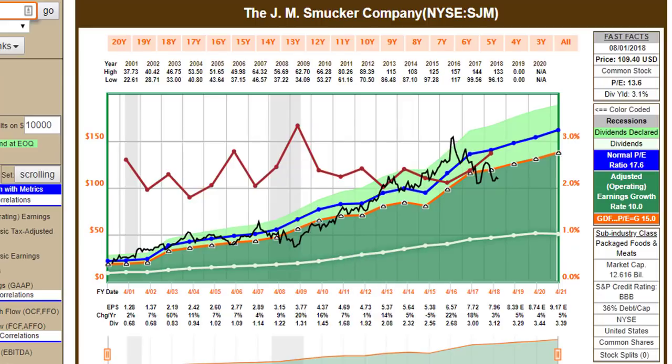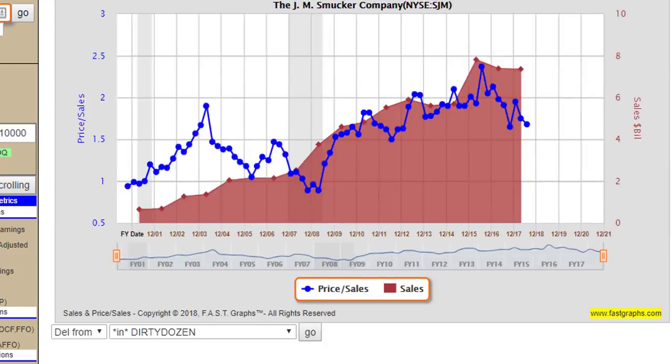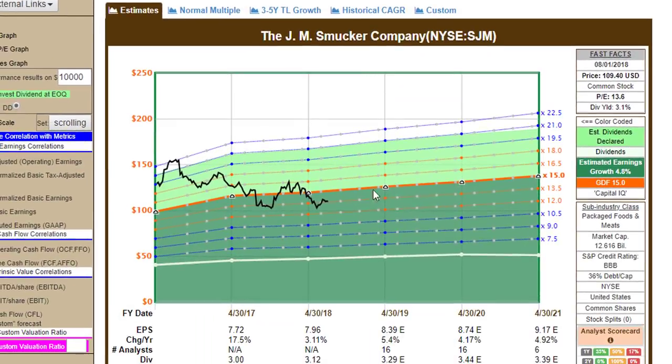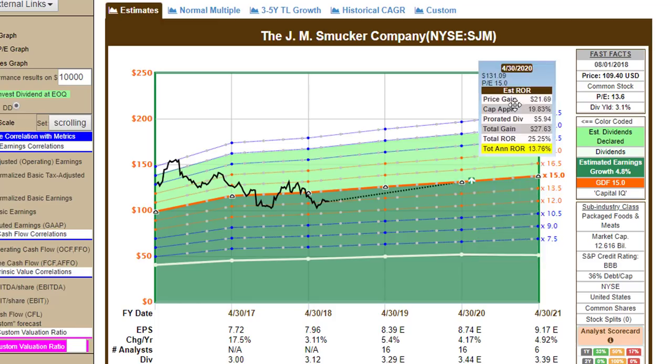I'm going to take a look at JM Smucker here with my next candidate. This was excessively overvalued in 2016. You can buy it at a 13.6 PE. It's currently offering a 3.1% dividend yield. Forecast growth going forward is for about 5%. That would, again, imply if the stock goes back to a 15 PE, double-digit rates of return for the next couple of years with a nice dividend yield.